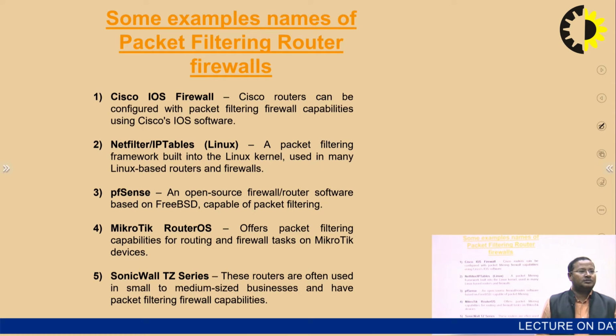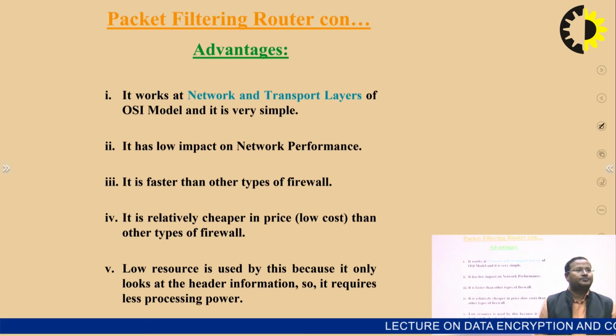MikroTik RouterOS, SonicWall TZ series. These are different examples of packet filtering router firewalls. Now, packet filtering routers have some advantages. It works at the network and transport layer of the OSI model, and it's very simple.